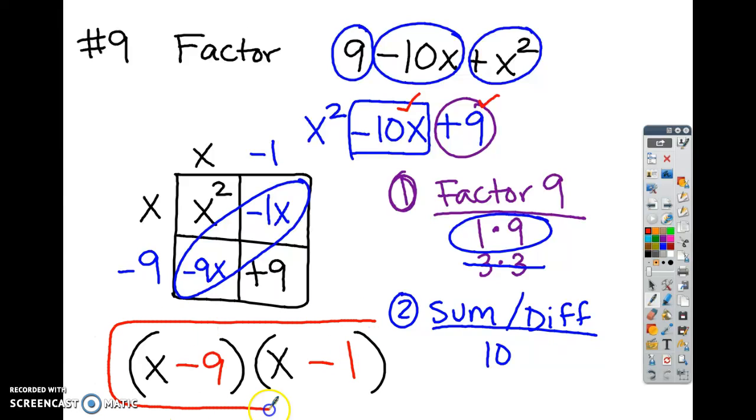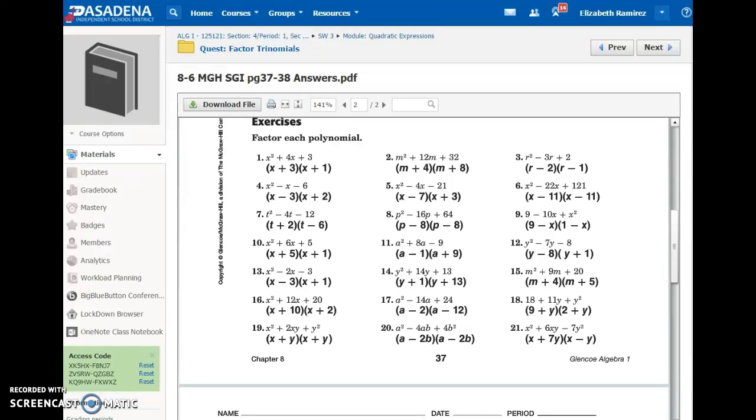That's your answer. Now if you go back and look at your answers on Schoology, you'll notice problem number 9 says that it's 9 minus x and 1 minus x. That's the same thing we just got. They just put them backwards.